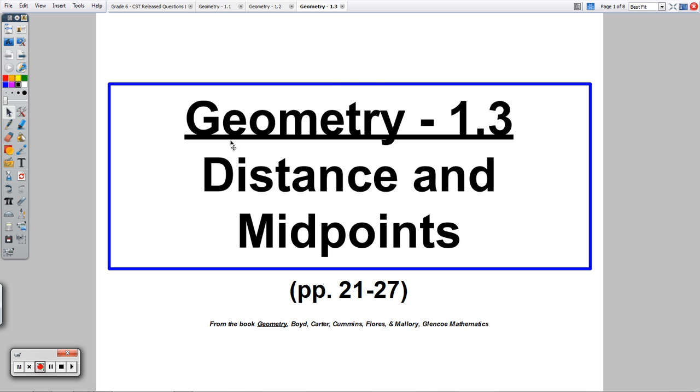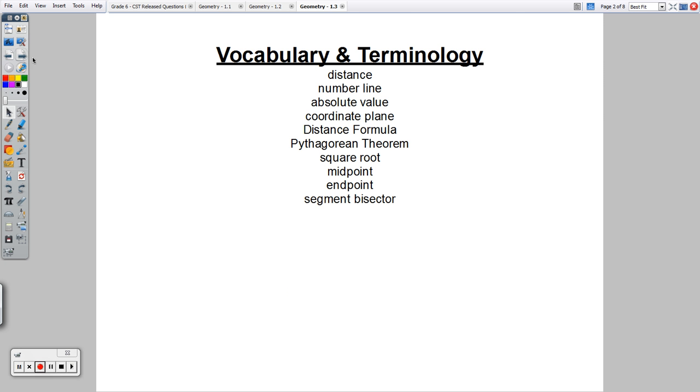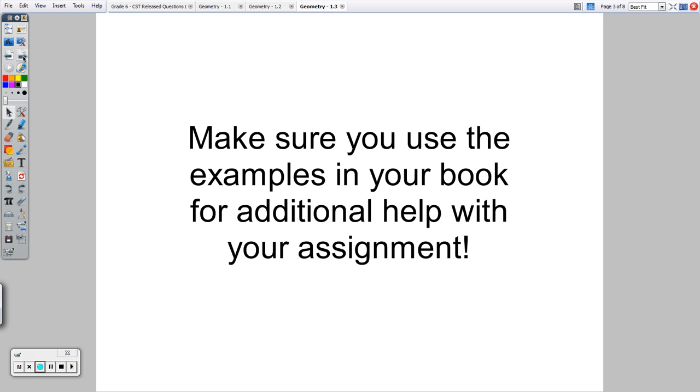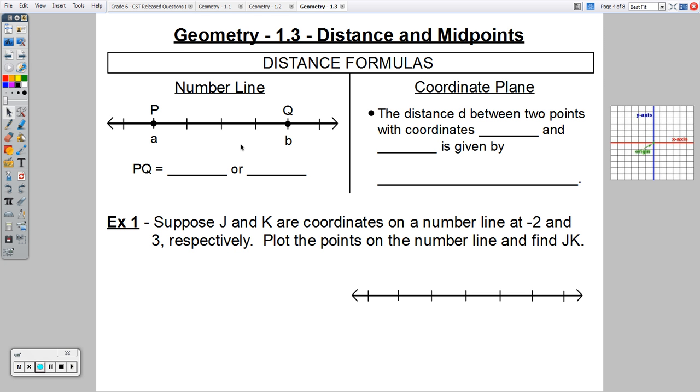We're talking about distance and midpoints with this lesson. This is some of the new terminology that you should know by the end of this lesson. A lot of this you may have heard of before in algebra or pre-algebra. Make sure you know all these things though by the end. Come back and check that list. Make sure you got it down. And also make sure if you're one of my students, use those extra examples in your book.